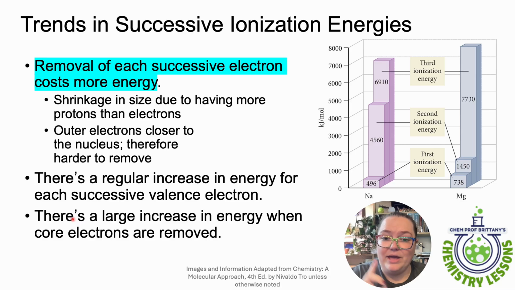So for sodium, we have one valence electron. So the first electron is very easy to remove. But then there's this big leap because I'm now trying to remove an electron from a full shell. That's why you see this gigantic leap from first ionization to second ionization. For magnesium, I've got two valence electrons. So the first two are relatively easy to remove. And then the third one is really hard to remove because now I'm at the point of trying to remove core electrons.